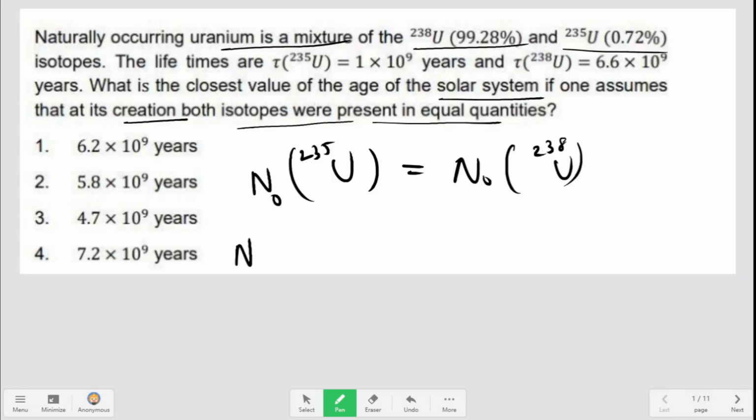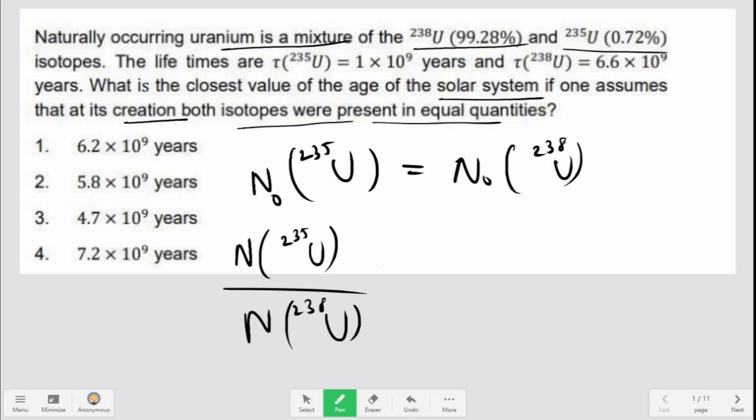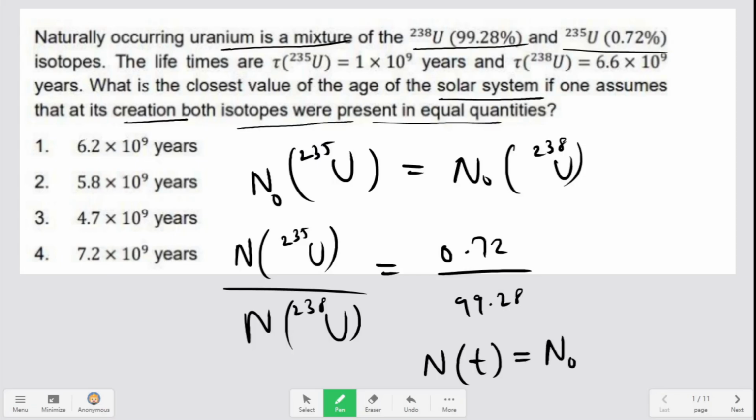Therefore, we can write N at the present time of U235 divided by N at the present time of U238. This ratio is equal to 0.72 by 99.28. We also know that the exponential decay law says the number of atoms at a time t is equal to the number of atoms at time t equal to 0 times e raised to minus t by tau. Here t is the time elapsed and tau is the mean lifetime.